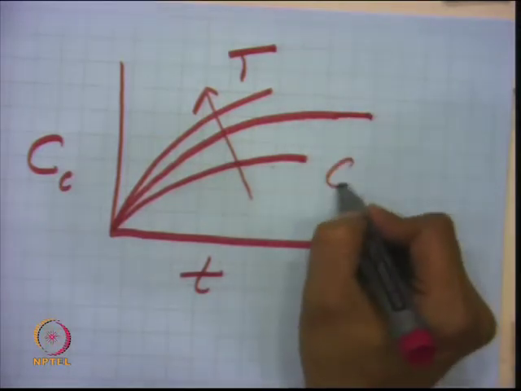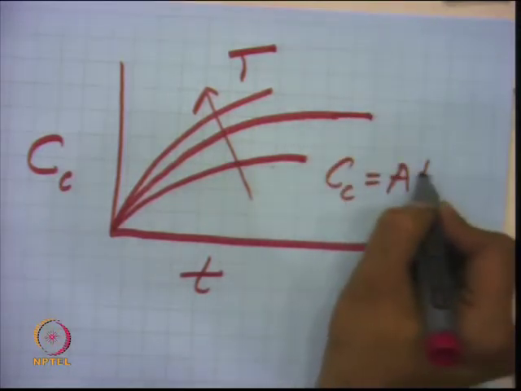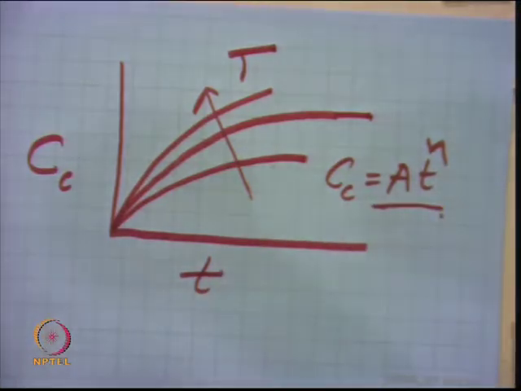This can be related to some function t to the power n, which is given here in the form of an expression. These are empirical expressions which can be determined experimentally by doing experiments with different catalysts and different feedstocks, and one can use this expression.